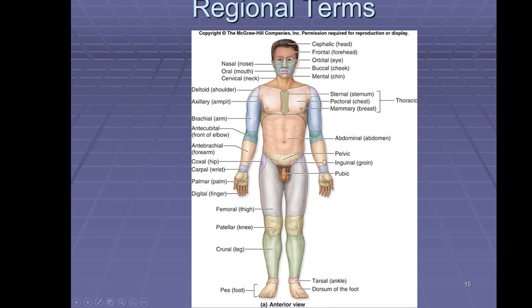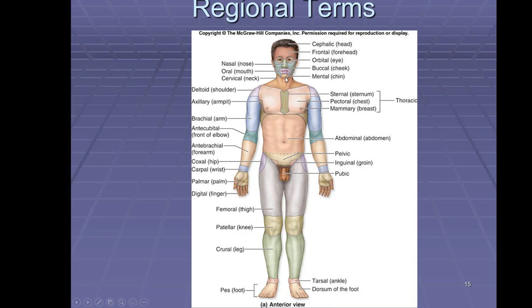Pubic, where the reproductive organs are. Pubic region would be here. Pelvic region, kind of where the front of your hip bones are. Inguinal is this area right here to the side of the pubic region. So it's your groin area. Abdominal is your abdomen area. And this whole area here is called the thoracic area, and we can divide it into sub areas. So mammary is kind of where the nipples are. Overall chest region itself, pectoral. Think about where the chest muscles are. Sternal refers to where your sternum is, our breastbone.